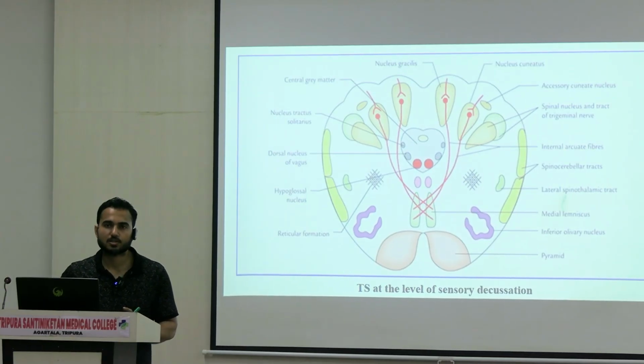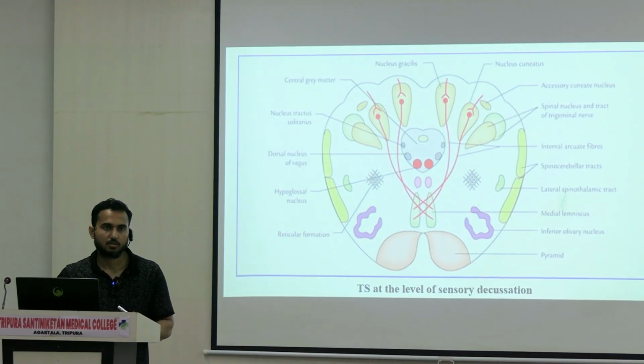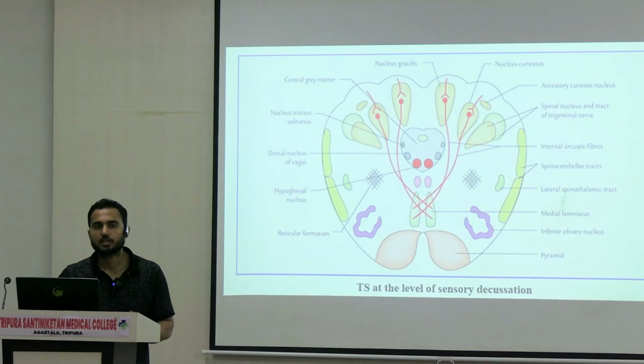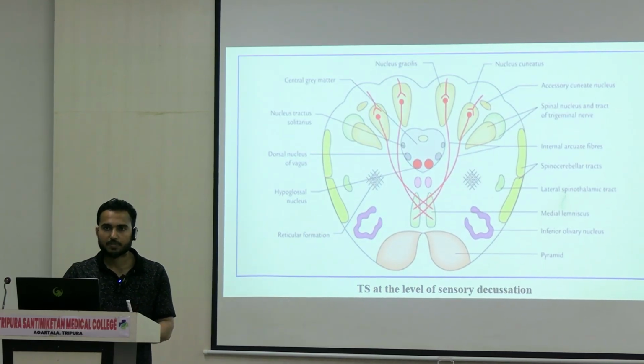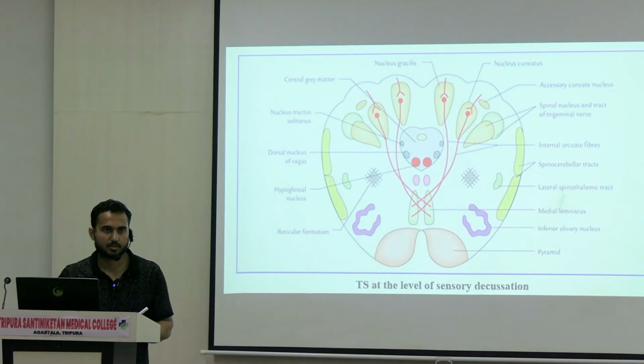It will go to the thalamus, as simple. And from the thalamus, where will it go? It will go to the sensory cortex of the brain, where the perception of the touch will be felt.